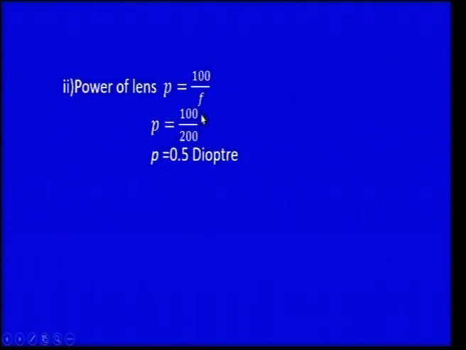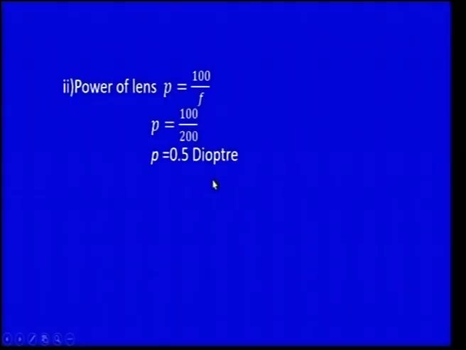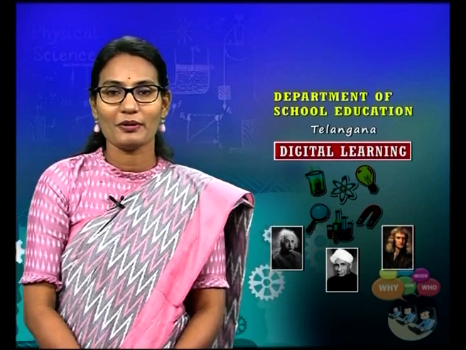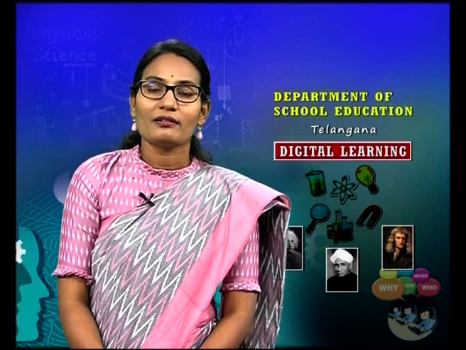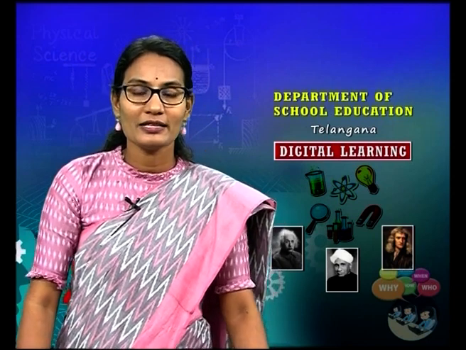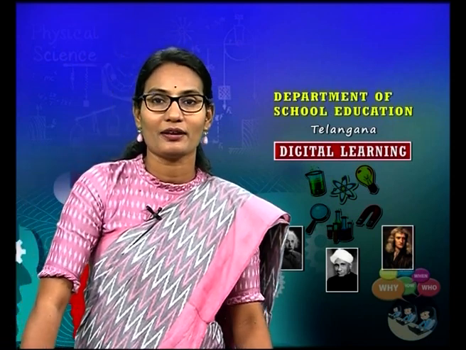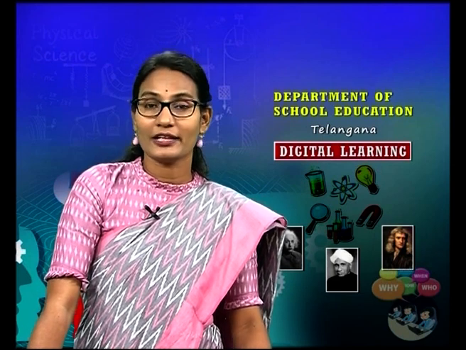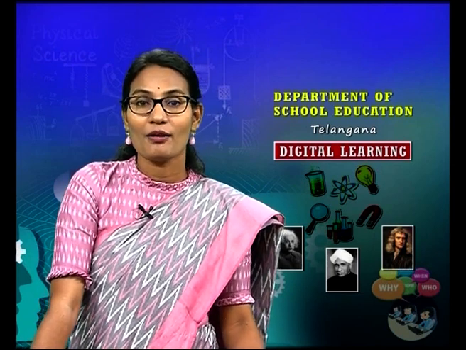P equal to 100 by 200, by substituting the value of focal length. Now the value of P is equal to 0.5. The unit of the power is diopter, so P equal to 0.5 diopters. As it is hypermetropia, you get the value as plus 0.5 D. So plus indicates hypermetropia. If you get the negative symbol, then it indicates myopia.